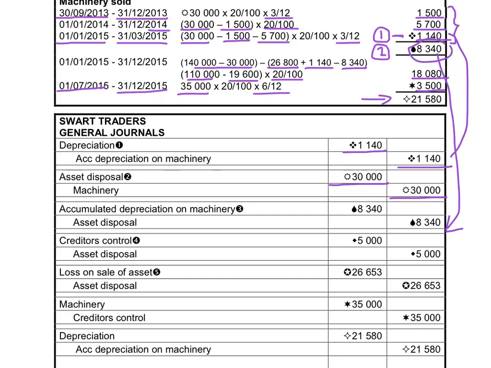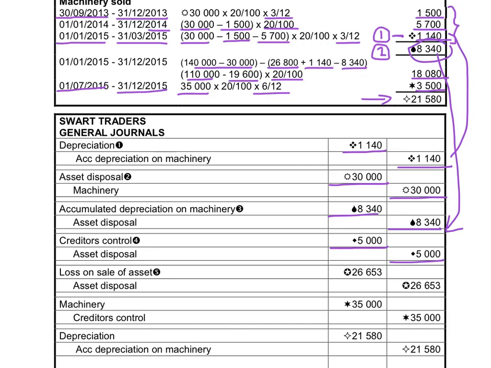Accumulated depreciation has a credit balance, so if I want to remove it out of my accumulated depreciation, I will debit the account and credit asset disposal. We traded this in on a new asset, so I will owe less money to my creditors because I buy the new asset on credit. So creditors' liability will decrease on the debit side and asset disposal will be credited.